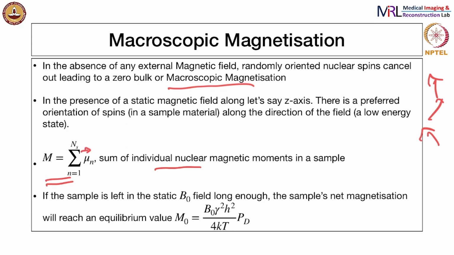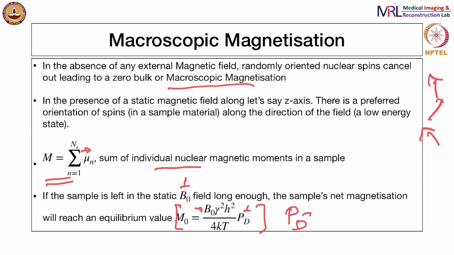Now, there is actually an expression for this. If you leave a particular sample in a static magnetic B0 field long enough, that is for a certain period of time, because it takes time for all the individual spins to orient along the direction, or in this case, from the quantum mechanics point of view, the spins generally align either along or opposite to the direction. That's a possibility, but we won't analyze it that way. We'll get to that analysis later. So right now, we have an expression for M0. What is more important here is that M0 depends on the strength of the applied static magnetic field, which is B0. It also depends on this PD.